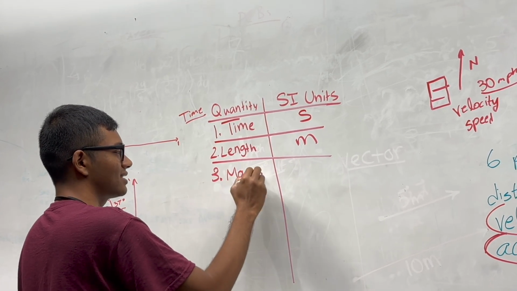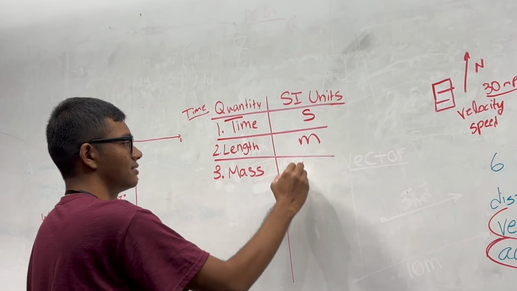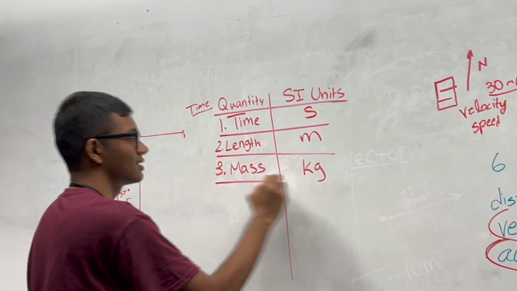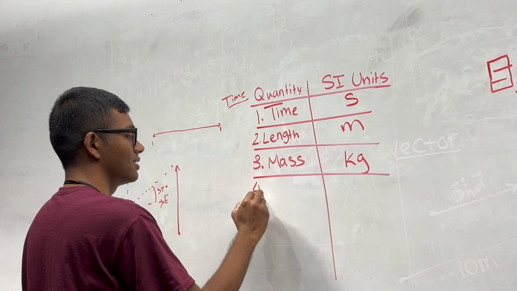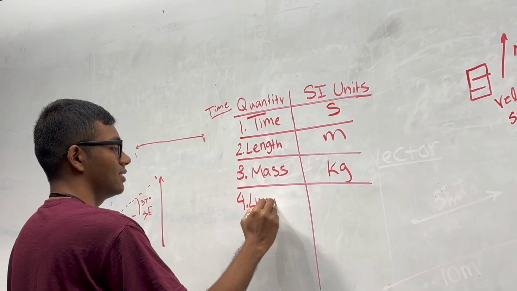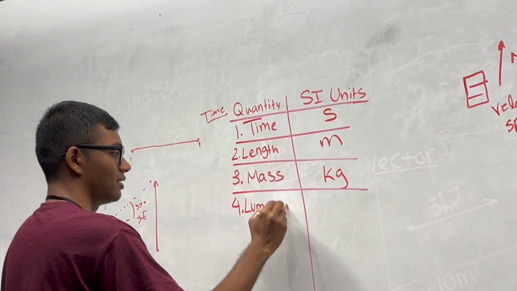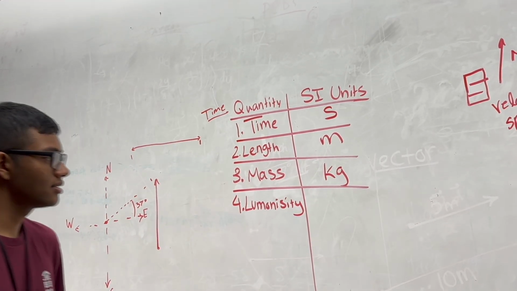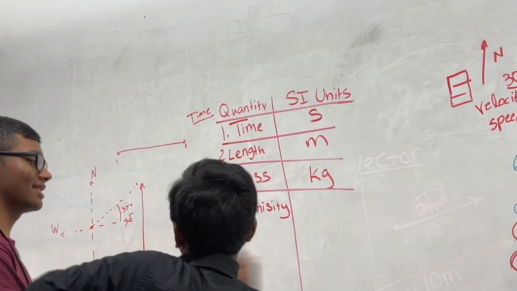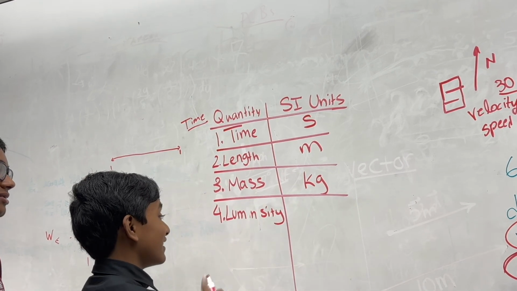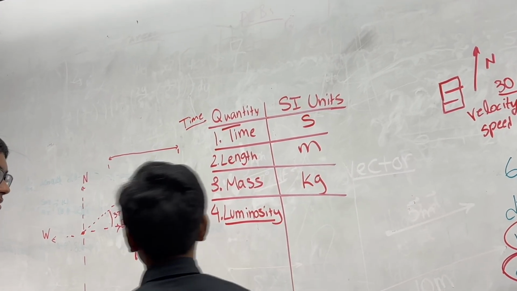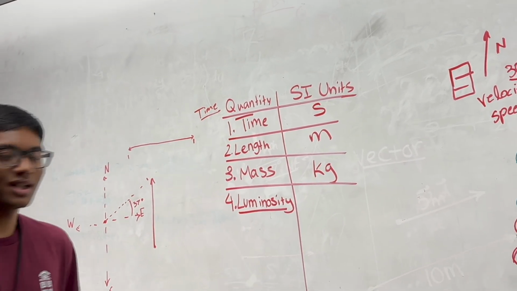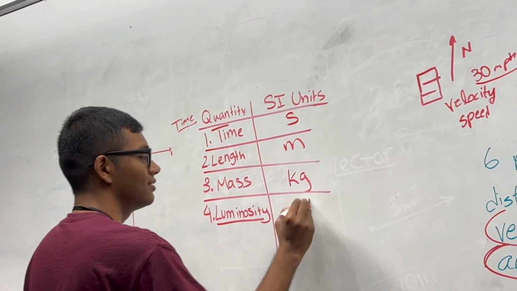The SI unit for mass is kilograms. Okay, this is physics, not chemistry. And the next quantity is, let's see, luminosity. The luminous intensity. That is not how you spell luminosity. Okay, this is not English class. Yes, it is. Luminosity. And anyway, they're never going to see this on the actual test. Okay. So luminosity is measured in candela.